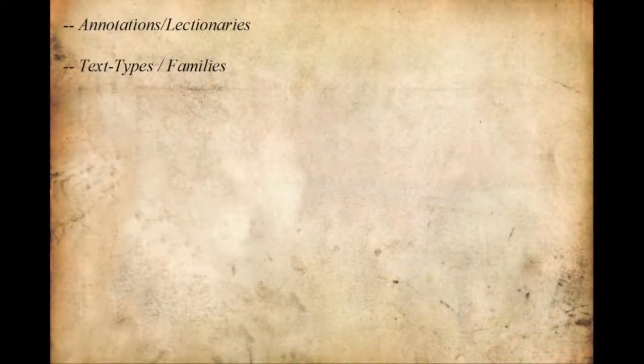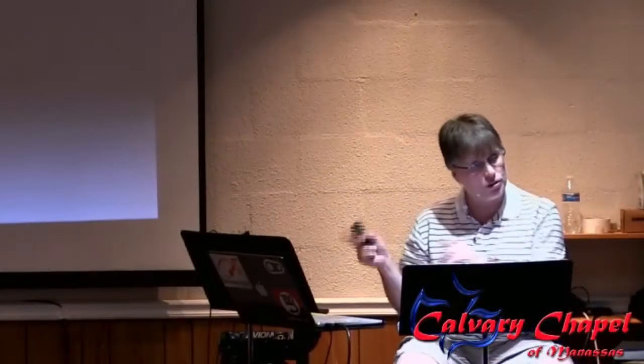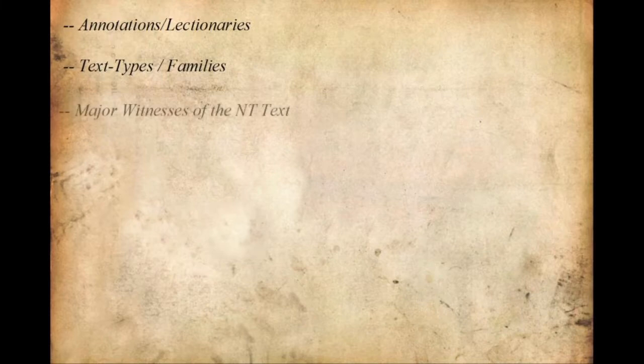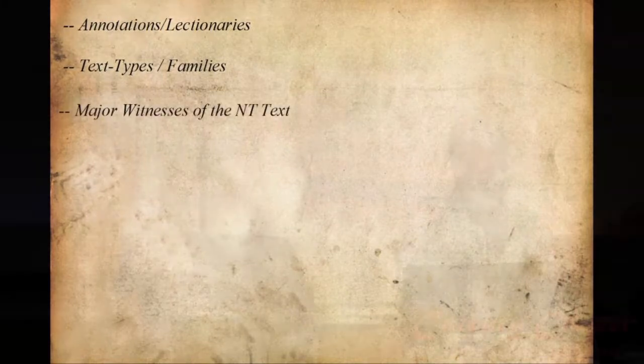And last week in our time together, we covered annotations, which are notes that are found in the text, the actual biblical text. We talked about lectionaries, and then we ended our time together talking about text types or textual families. So we're done with those two things. And tonight we're going to be taking a look at major witnesses of the New Testament text. Major witnesses of the New Testament text. We're going to take a look at some specific manuscripts, and I'm really hoping you guys are going to enjoy this. I've got some cool things, I think, to look at tonight.